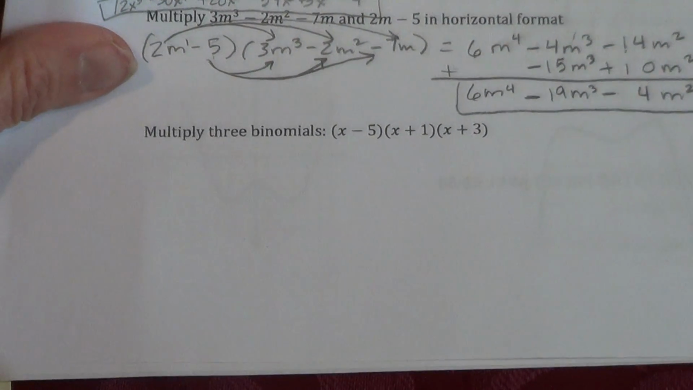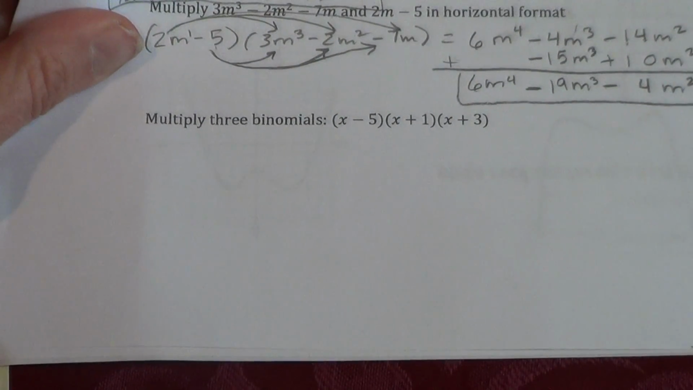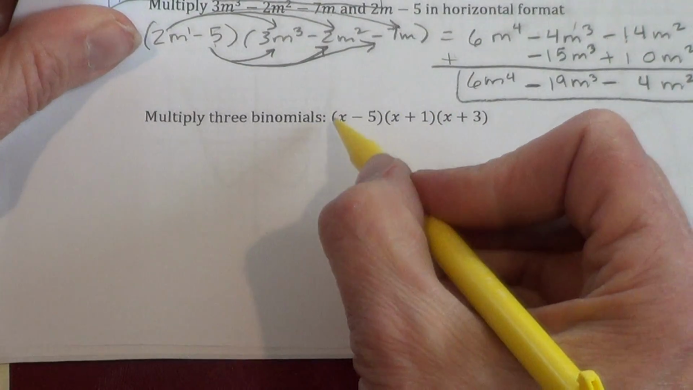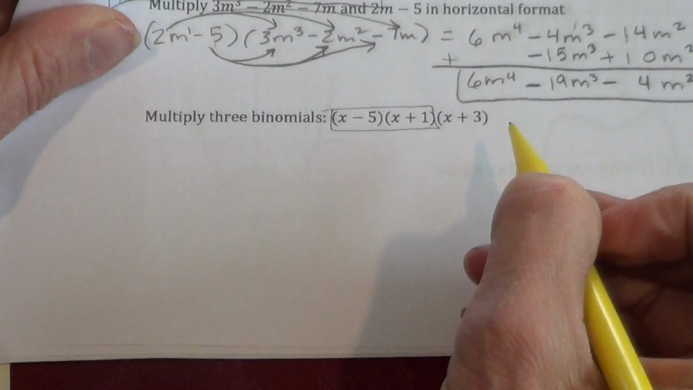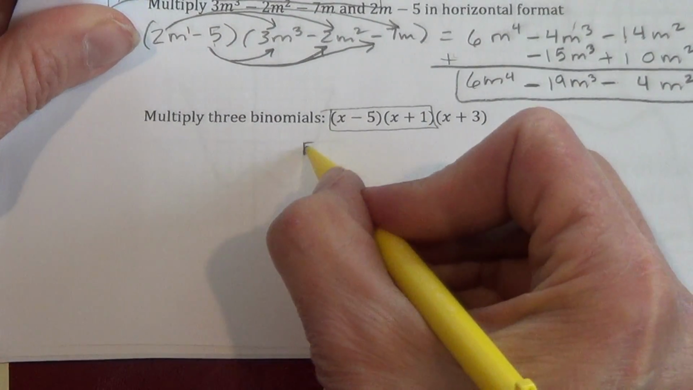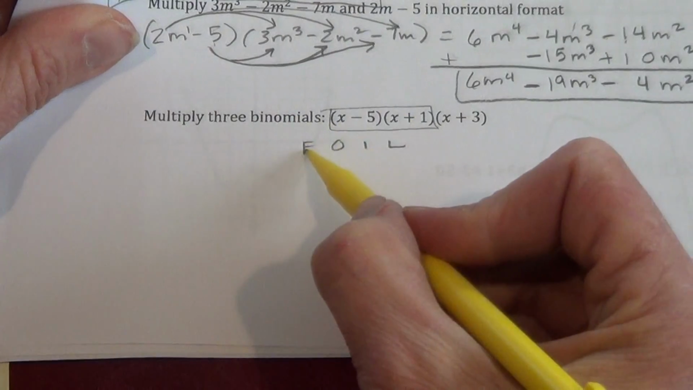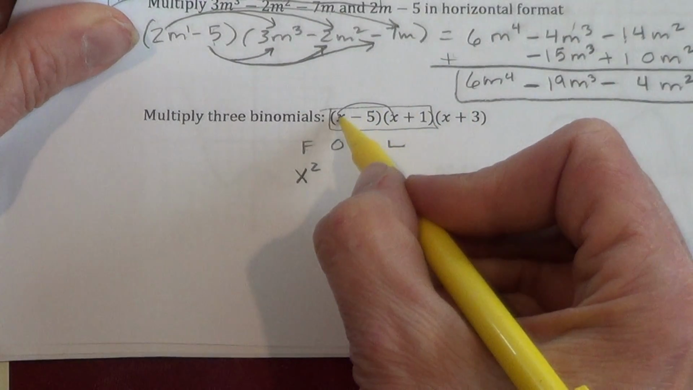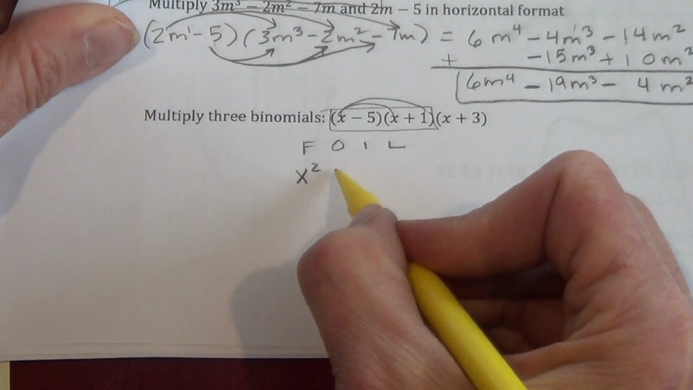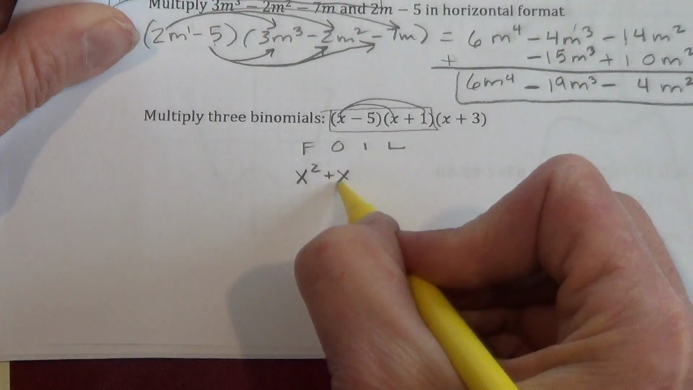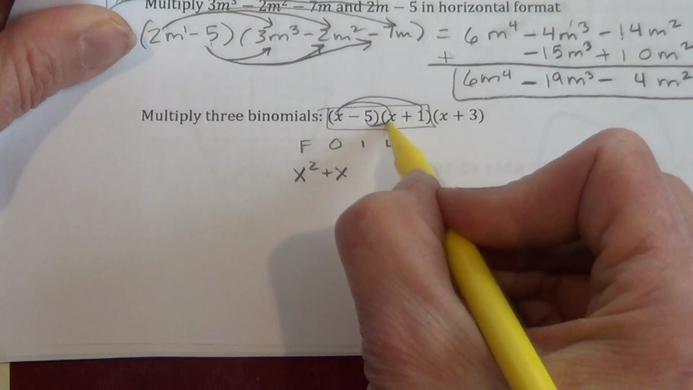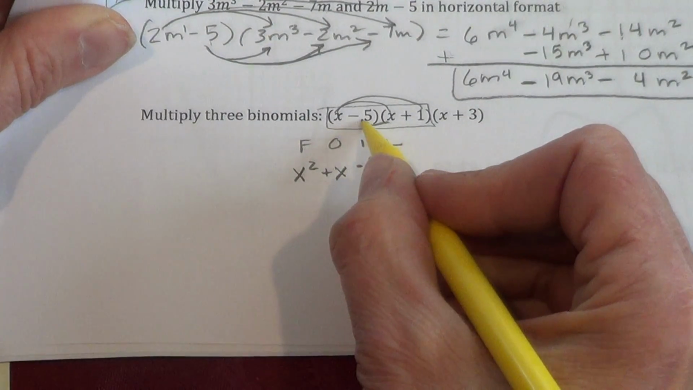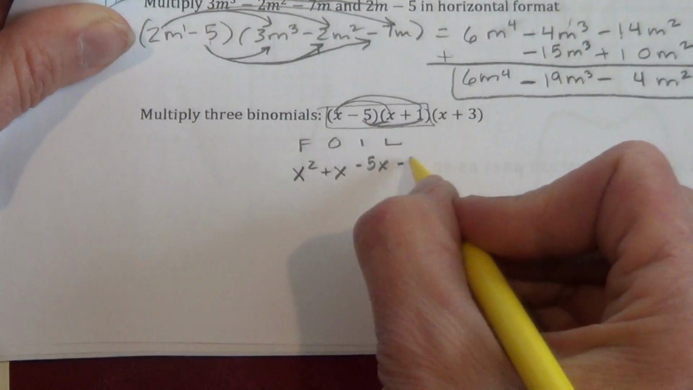Okay. Now to multiply 3 binomials, I generally will just take whichever ones look the easiest to partner up first. I'll just take the first two, and I go ahead and I FOIL those. Remember, F stands for first, so x times x, x squared. Outside, x times 1 is 1x, so plus x. Inside, negative 5 times x is negative 5x. And last is negative 5 times positive 1 is negative 5.